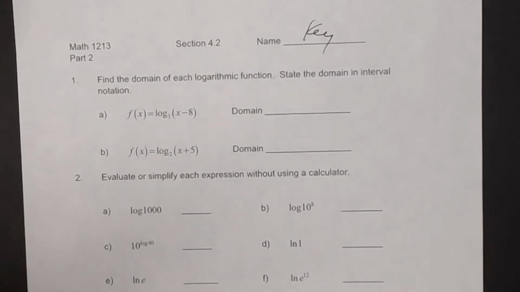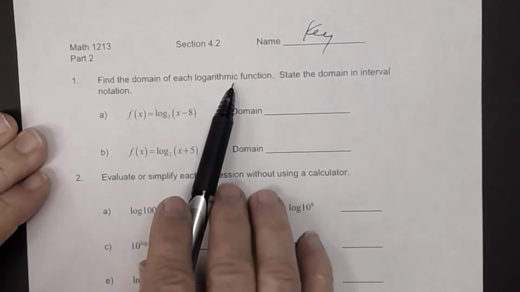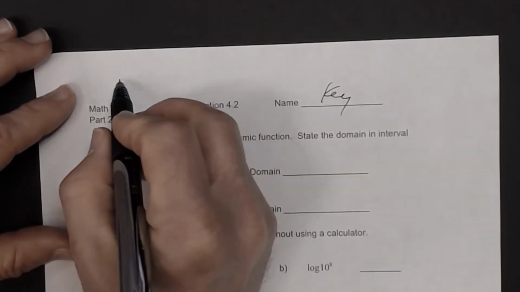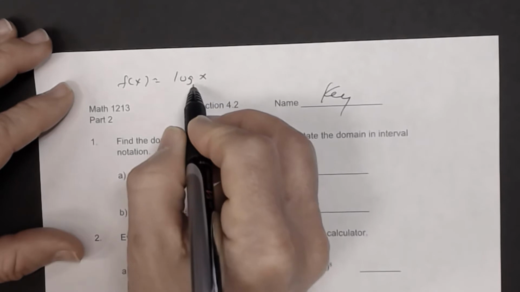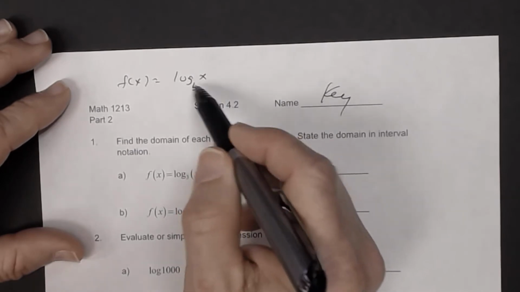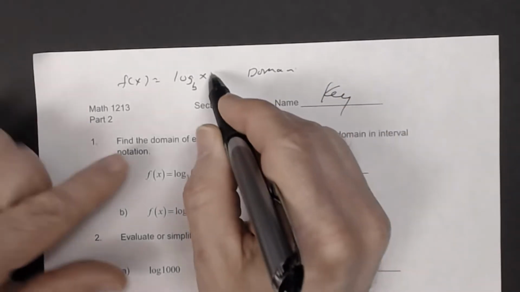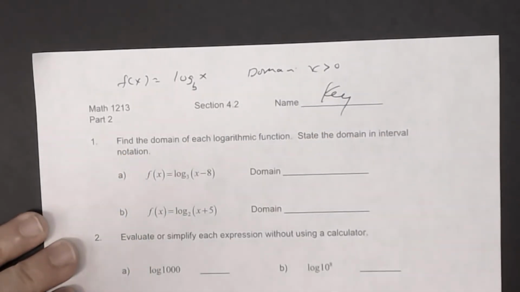This is the key to worksheet 4.2 part 2. And in number 1, you want to find the domain of each log function. So you got to remember that if you look at a log function, let's say log of x base b, whatever the base may be, as long as it's a base for a logarithm. Remember, you can only take the log of a positive number. So the domain means that in this case x must be positive. So you can only take the log of a positive number.